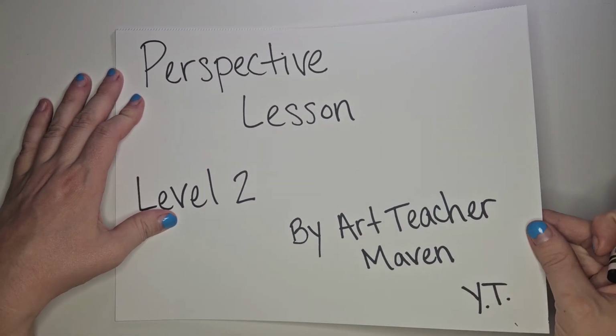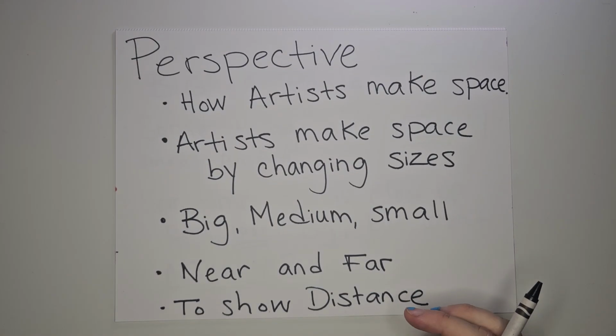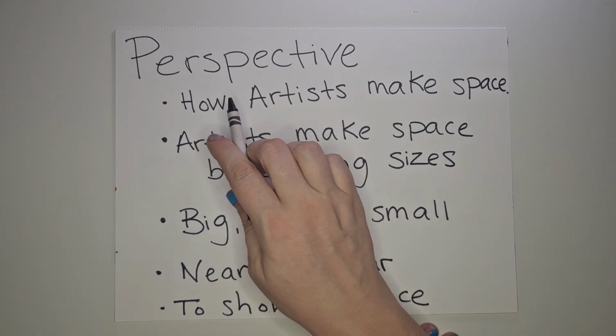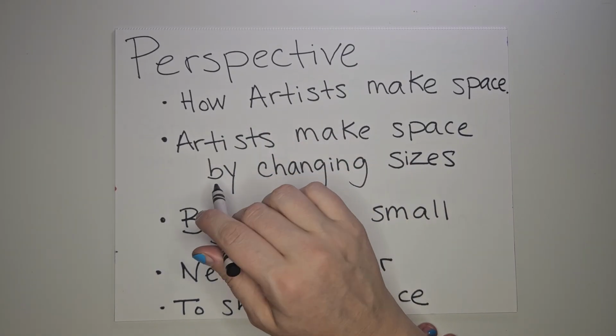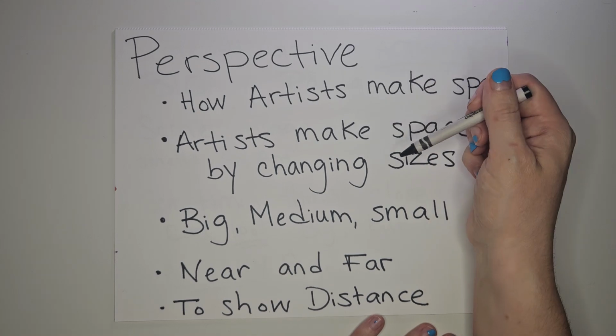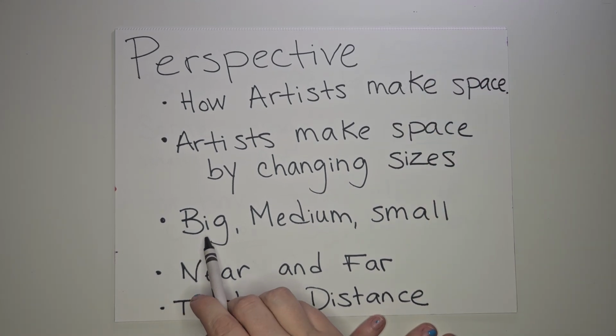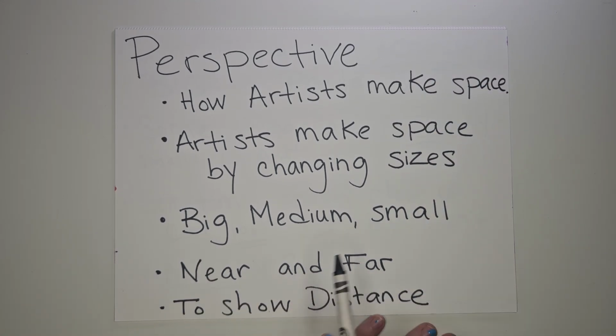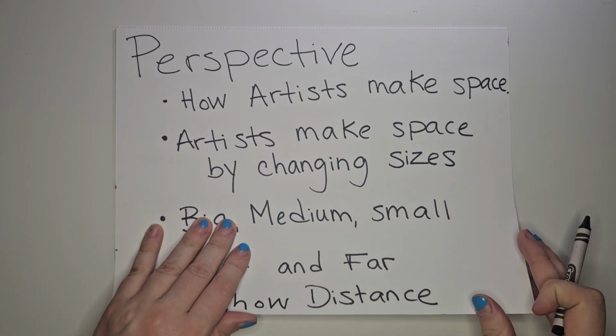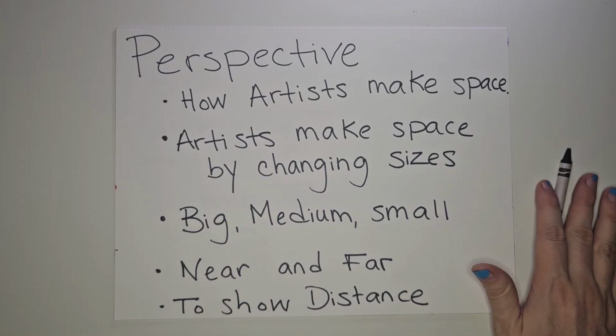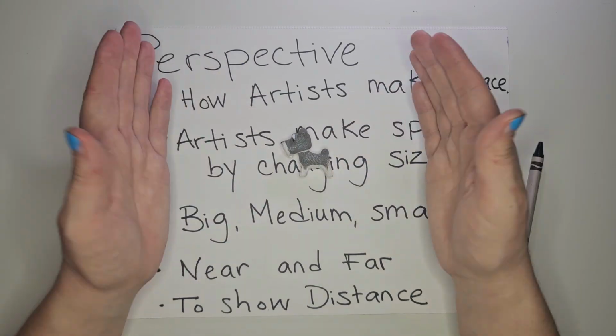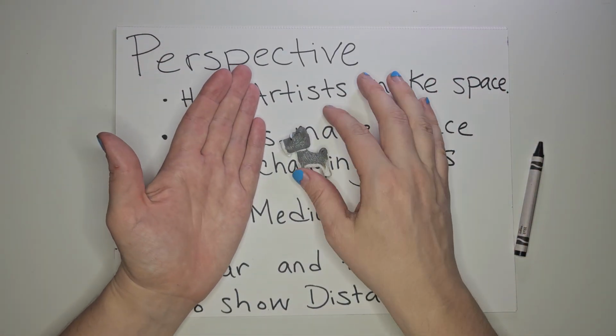So let's discuss. Perspective is how artists make space. And artists make space by changing sizes. We use things like big, medium, and small, near and far to show distance. So let's just talk about that for a minute. This toy is small. It's smaller than my hands.